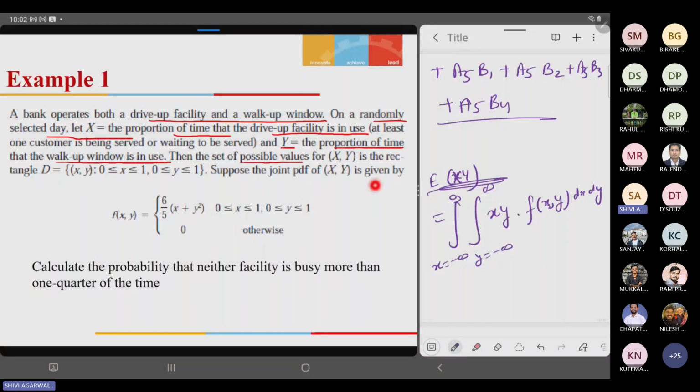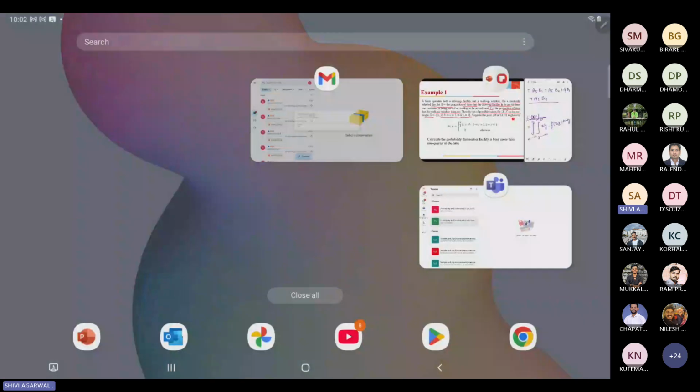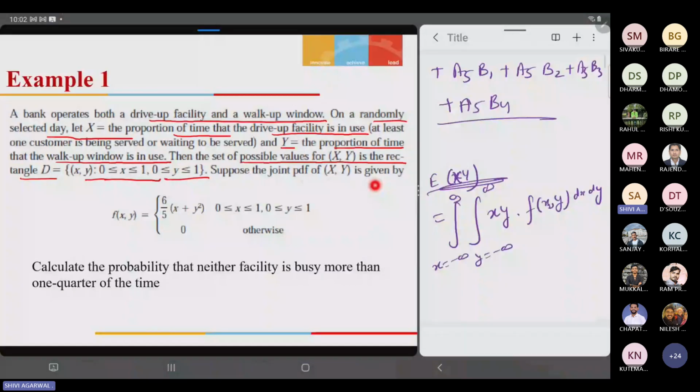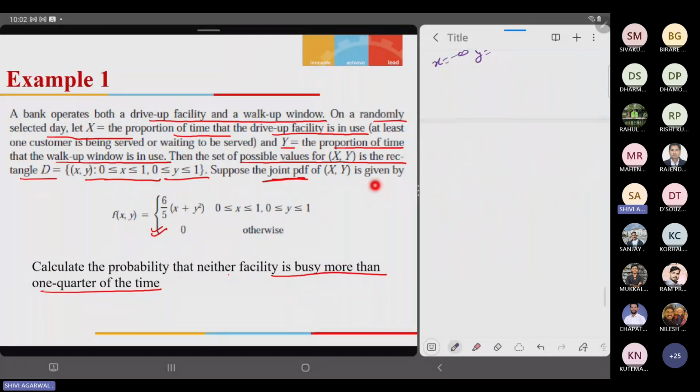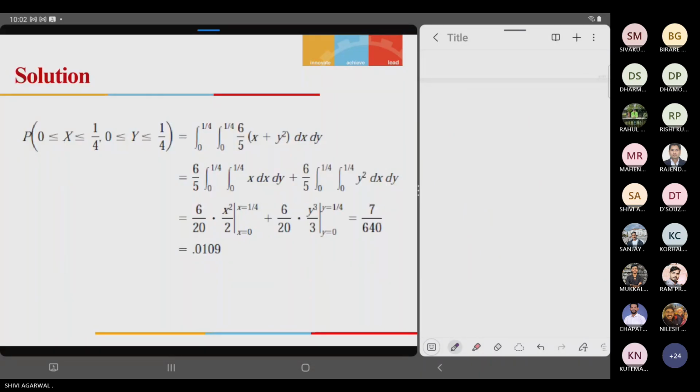The set of possible values of X and Y is a rectangle D, where X is between 0 and 1 and Y is also between 0 and 1. Suppose the joint density function is given by this formula. Calculate the probability that neither facility is busy more than 1/4 of the time. Firstly, the density function is given, so you can calculate any type of probability, any expectation, marginal density function, everything here.